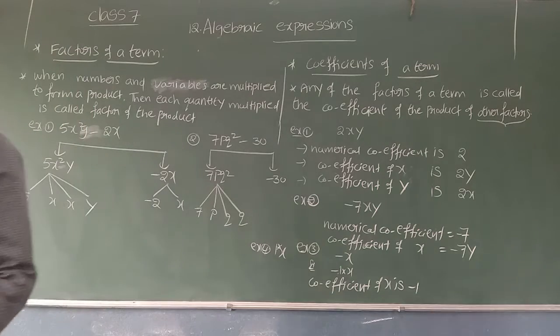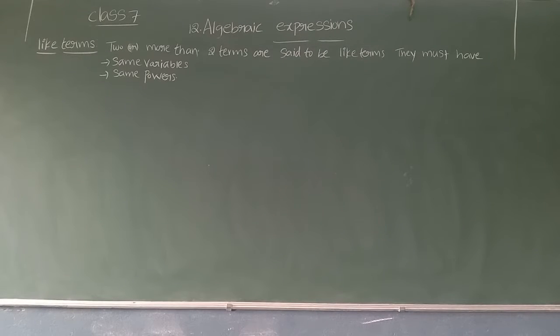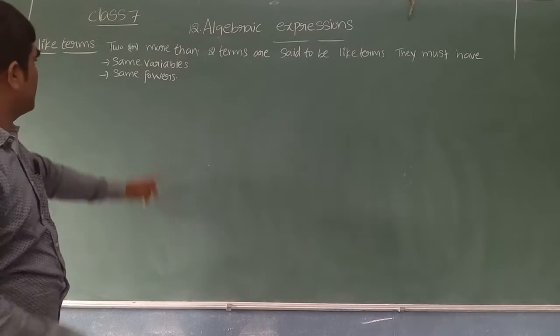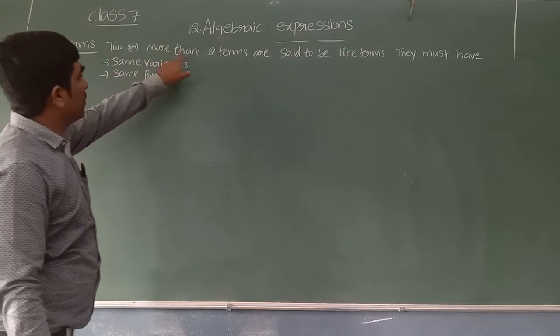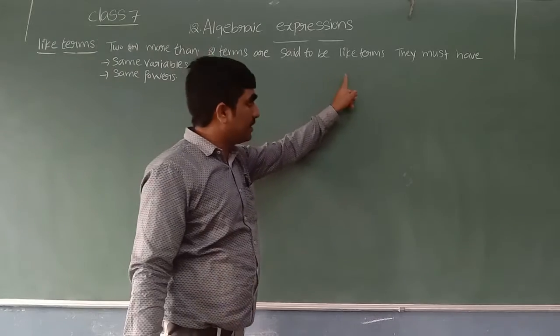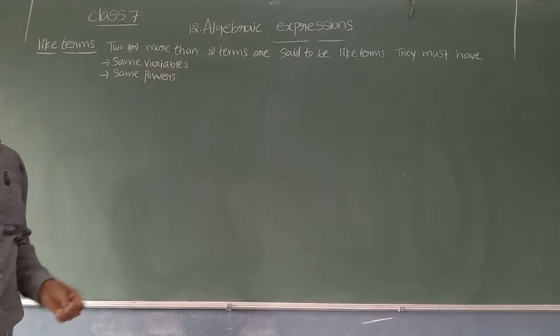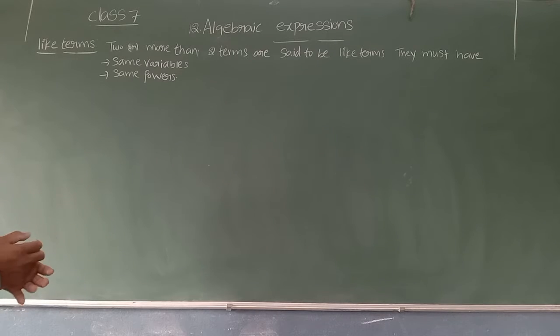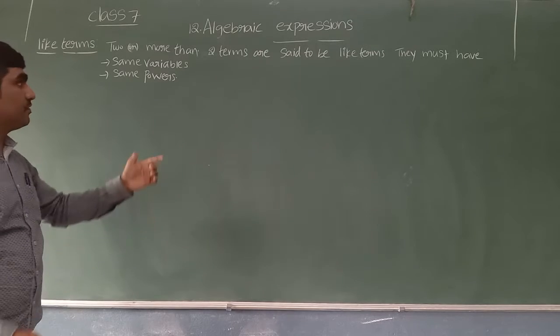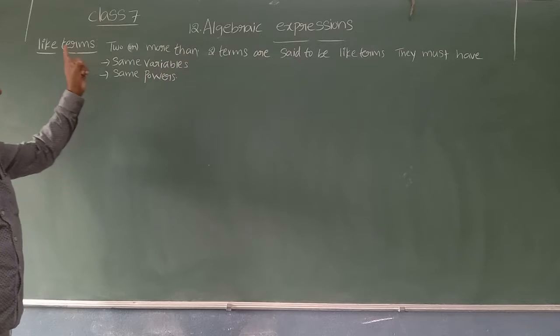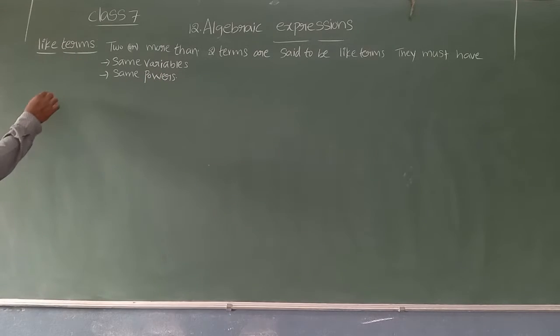Yes, children, let's see what is meant by like terms. When can we say the terms are like terms? Let's see about like terms. Two or more terms are said to be like terms if they must have the same variables and the same powers. Just verify whether they have the same variables and the same powers. If terms follow these two conditions, we can say that they are like terms.